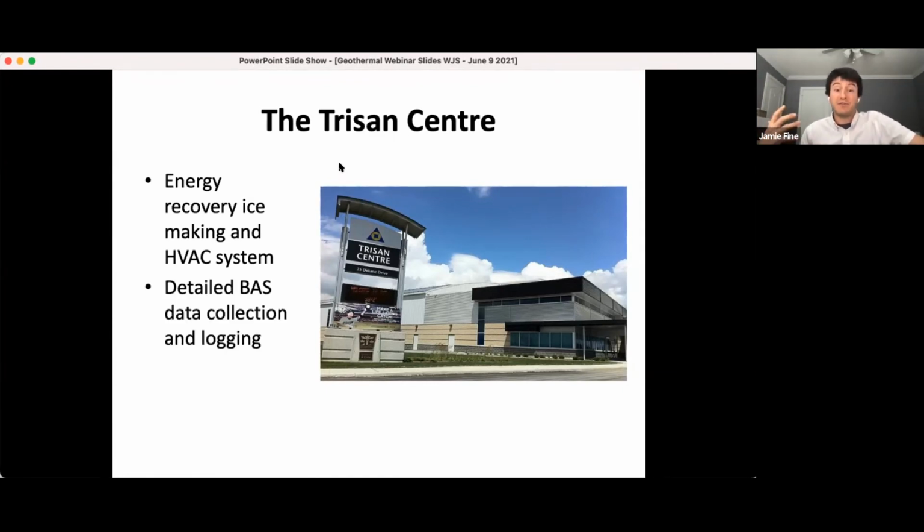And then on top of that, which is actually really fortunate, the more time we spend working on projects, the more apparent it becomes that having detailed building automation system data, so the BAS data, collected and logged for at least a year, and actually logging a bunch of points in the building, really helps to determine what type of retrofit you can move forward with in the building. And it really helps to understand how a building's performing.